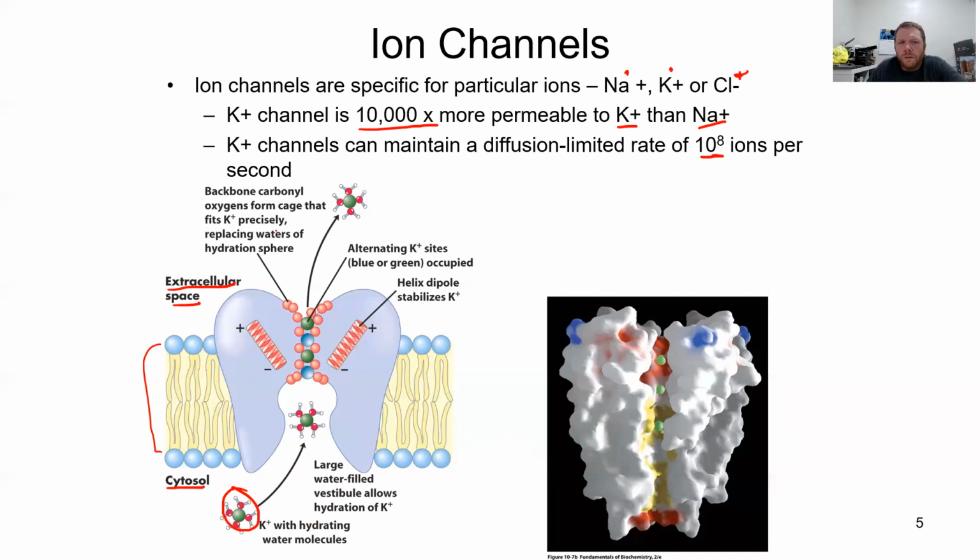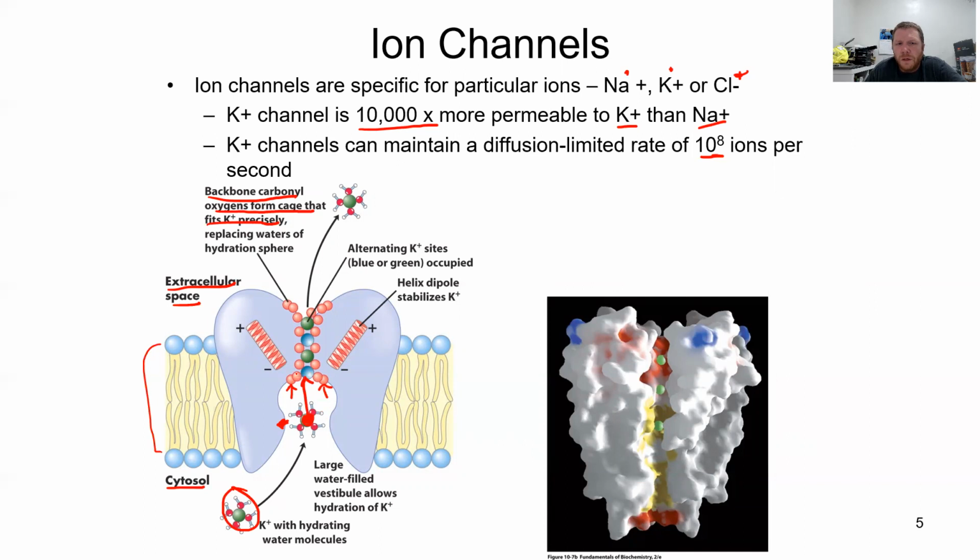Now, what we have here is we have these carbonyl oxygens. That's what these red circles are representative of. So these say backbone carbonyl oxygens. They form a cage that fits potassium precisely, replacing waters of the hydration sphere. So this is our hydration sphere that we formed. We had 4 water molecules that helped form that. Now all of a sudden, what's going to basically get this green sphere, which is our potassium ion, to jump into this blue space right there?